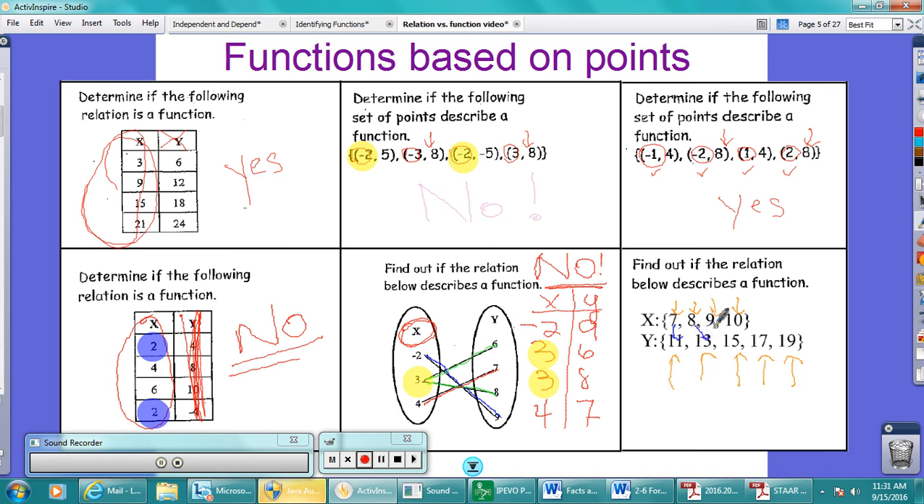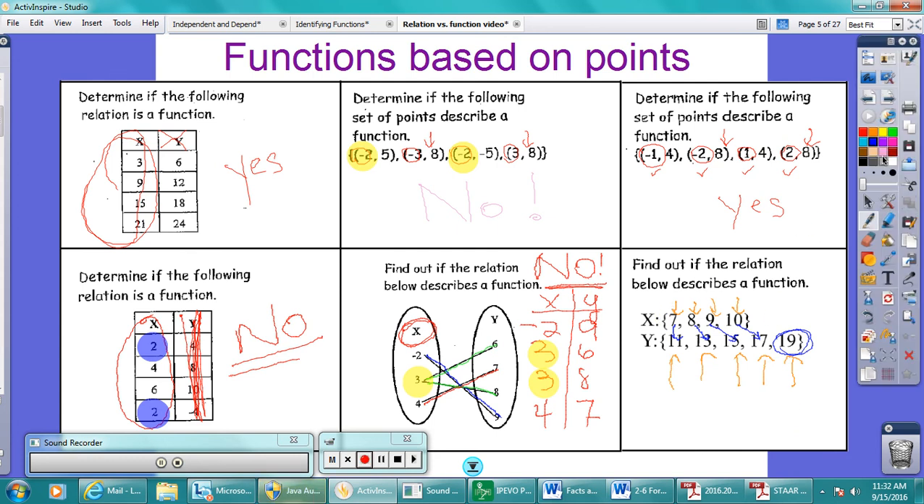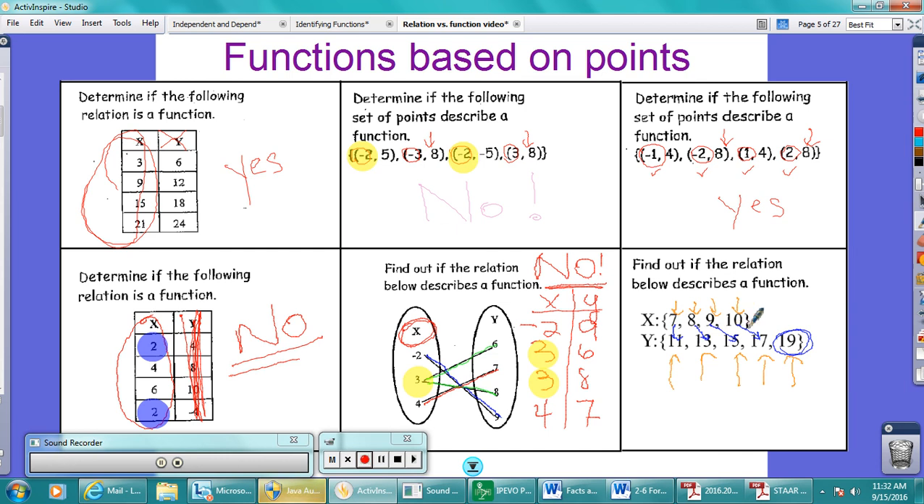13, 9 can go to 15, 10 can go to 17, but what's going on here? I have an extra y. So what's going to happen? That means that one of these numbers has to map to 19. One of them. It doesn't matter which one, but one of them has to map to 19.